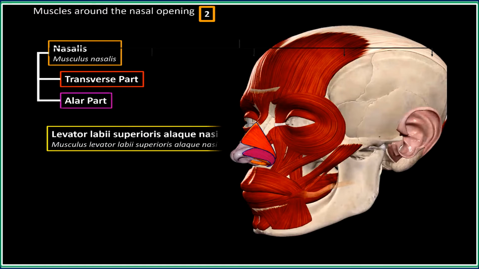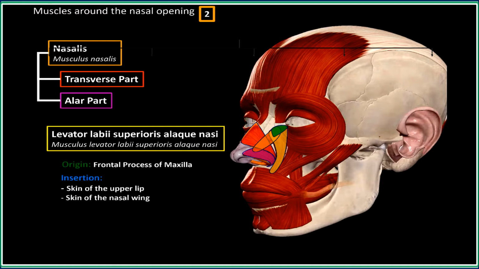The other muscle is called the levator labii superioris alaeque nasi. This muscle originates from the frontal process of the maxilla and inserts at the skin of the upper lip and the skin of the nasal wing.